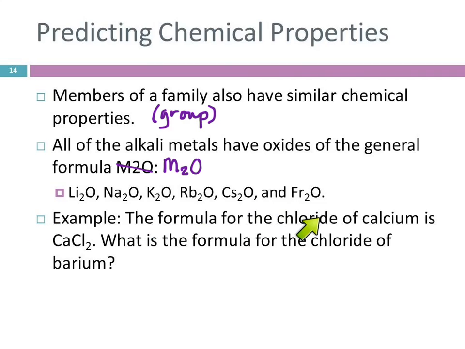If the formula for the chloride of calcium is CaCl2, what's the formula for the chloride of barium? Well, look at the periodic table. Barium and calcium are in group 2A. They're in the same family. So if calcium does CaCl2, what does barium do? BaCl2. Okay, so you may run into some questions like that.